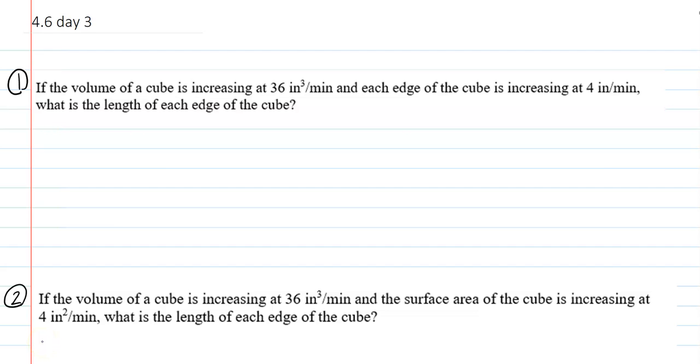All right, Calc AB, here's 4.6, day 3. Number 1, if the volume of a cube is increasing at 36 inches cubed per minute and each edge of the cube is increasing at 4 inches per minute, what is the length of each edge of the cube?